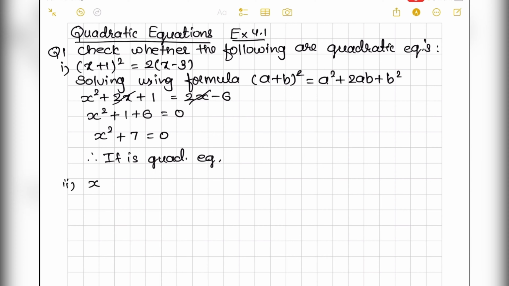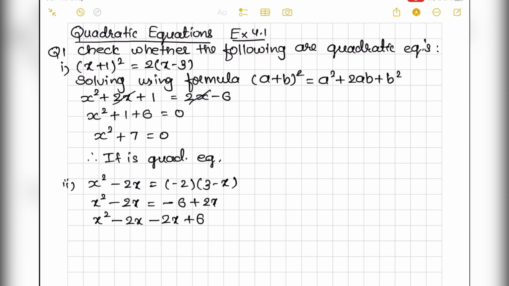Second one says x square minus 2x equal to minus 2 into (3 minus x). Here also first we need to solve it. So x square minus 2x equal to minus 6 plus 2x, because minus into minus will be plus. So bringing all the things on one side, x square minus 2x minus 2x plus 6 equal to 0. So this became x square minus 4x plus 6 equal to 0. Therefore it is a quadratic equation.